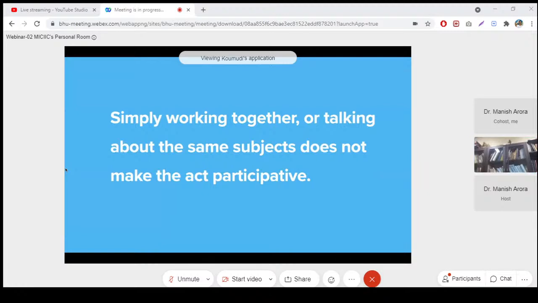Ultimately, participatory design does not consist of a set of strict rules or methods for how to go about designing systems. Instead, participatory design prescribes an attitude of including users, encouraging their thoughtful participation, and being sensitive to the political and ethical challenges facing designers. Simply working together or talking about the same subjects does not make the act participative.